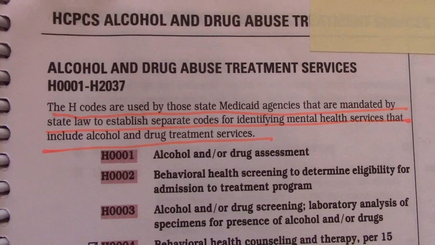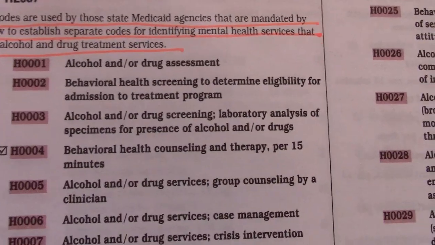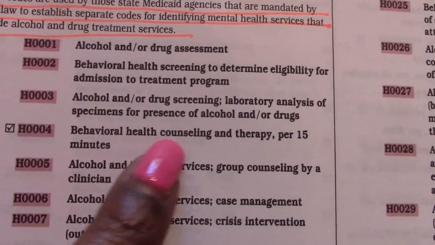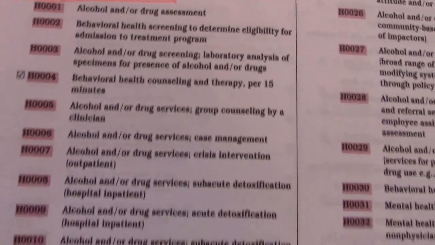All right. Alcohol and drug abuse treatment services, the H codes. And notice how it says per 15 minutes. Behavioral health counseling and therapy. It's 5 minutes. See how they generate their code?